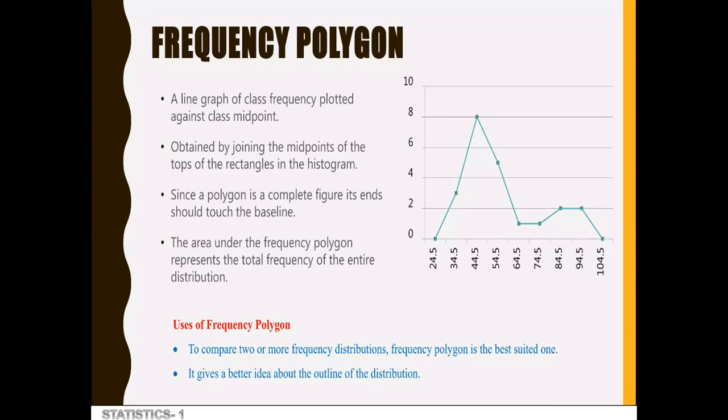So why is it called a frequency polygon? Because we take the frequencies of class intervals to plot the graph. That's why it is called the frequency distribution curve or frequency polygon. The frequency polygon is best suited to represent the frequencies. It gives a better idea about the outline of the distribution of the frequencies within the class interval.